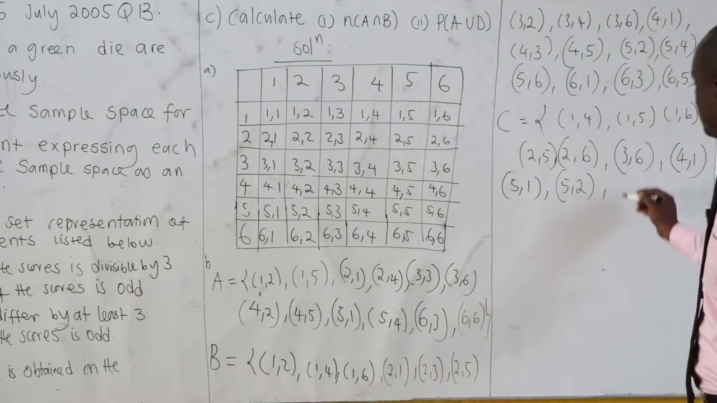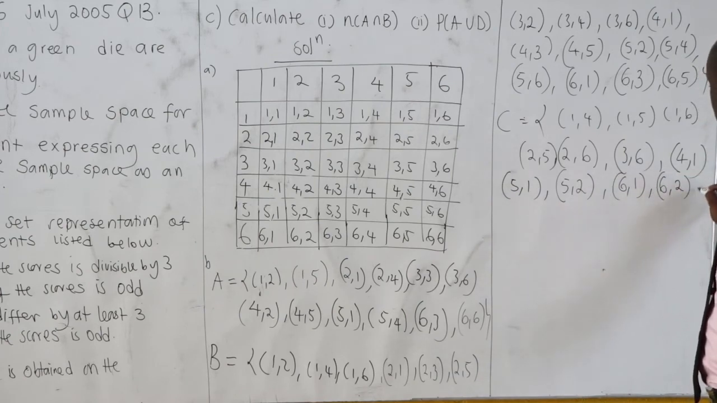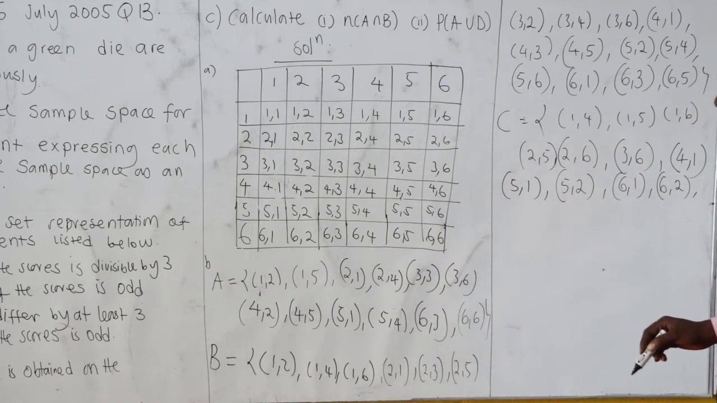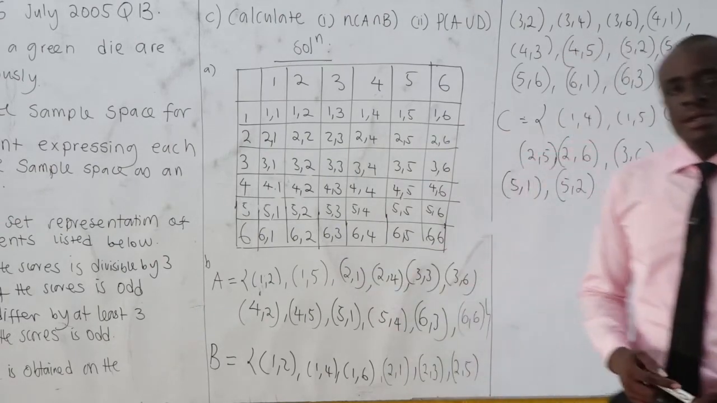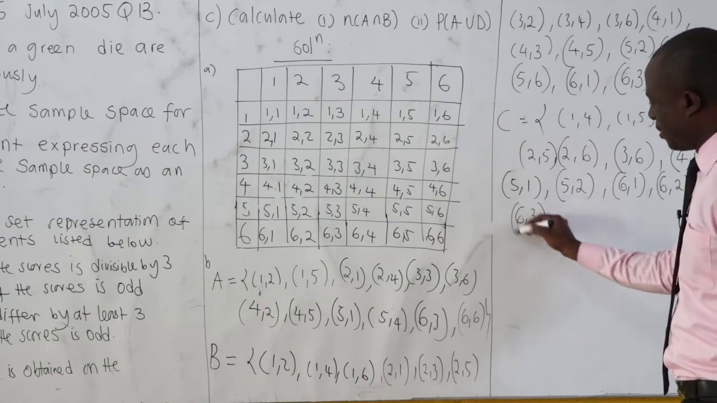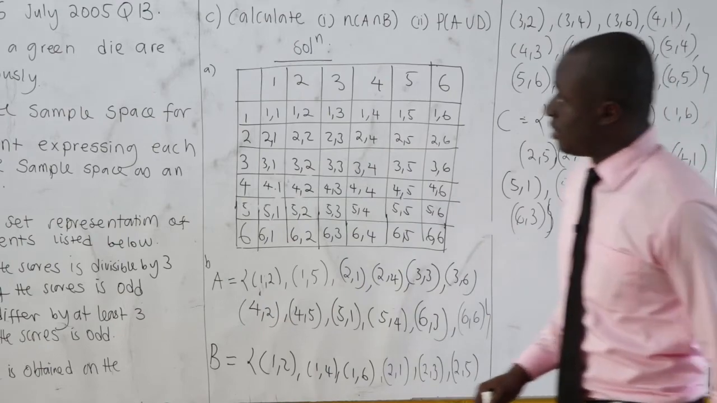Now 6, 1, yes. At least 3. 6, 2, yes. That's 4. 6, 4, no. 6, 5, no. The last one, 6 minus 3 is 3. So we have 6, 3. Now let's see the D.